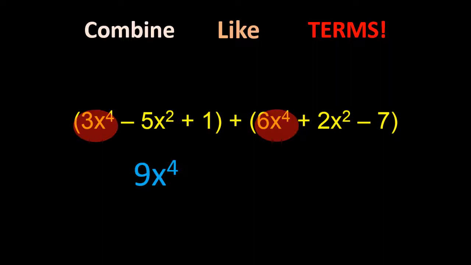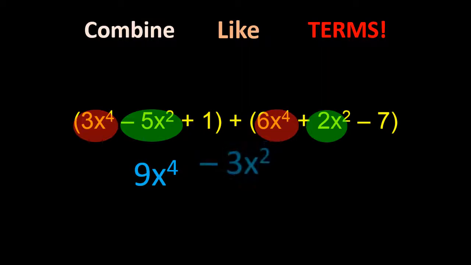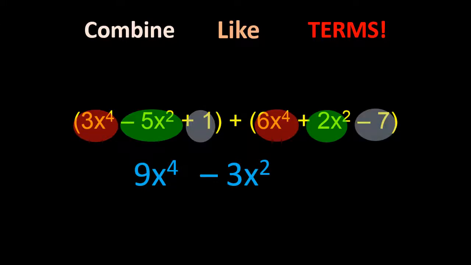Now, the second like terms are negative 5x squared and 2x squared. These two are like terms because they have the same variable, which is x squared. So what we need to do is, again, to combine them. Negative 5 plus 2 is negative 3, so the answer is negative 3x squared. Next is 1 and negative 7. They are like terms. They don't have variables, so all we need to do is to put them together. 1 plus negative 7 is negative 6.